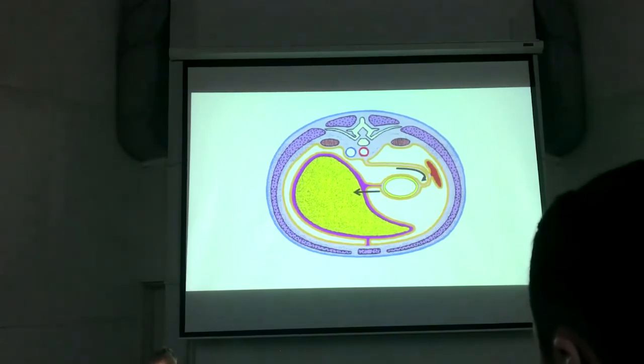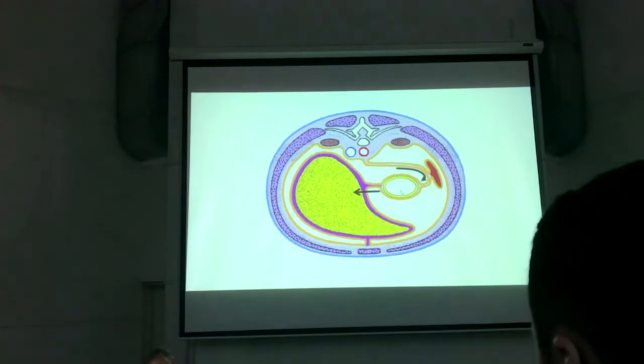And it gives origin to the covering of the liver. The liver develops from the epithelium of the duodenum, not the stomach. Something we'll come to later on. So by definition, this is a mesentery. And by definition, this is what? An omentum, because it's between two organs.